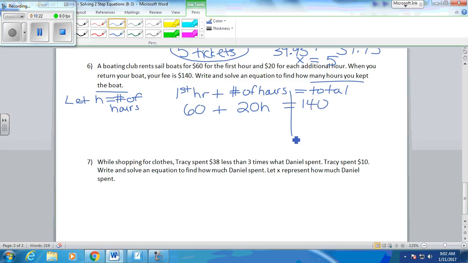I'm going to start by subtracting the 60, that is a positive 60, so I have to subtract it. Leaves me with 20h, so notice I've just gotten rid of the plus sign. 140 minus 60 will give me 80. I divide both sides by 20, and I get h is equal to 4. Don't go too quick here. The answer is not 4 because you also rented the boat for 1 hour for $60. So the final answer is really going to be 5.